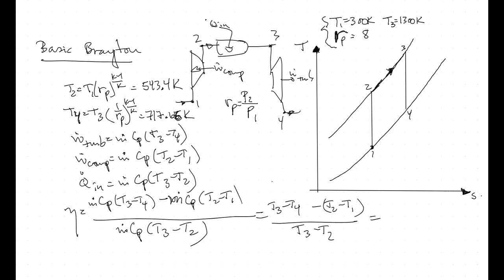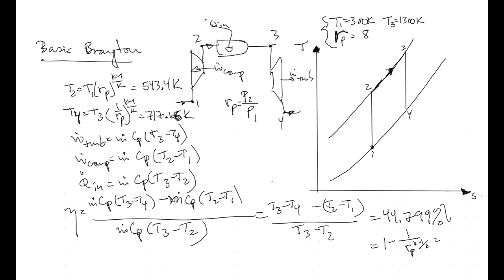If we punch all of these numbers in, T3, 1300 minus 717.65, minus the work to the compressor, so T2 is 543.4 minus 300, the initial temperature, divided by the heat in. So T3 is 1300 minus T2, 543.4. Boom, we get 44.799%. And this should be equal to the formula that we derived in class, which is 1 minus 1 over the pressure ratio to the (k minus 1) over k. So does that work? 8 to the 0.4 over 1.4, 1 over this, 1 minus this, I get 44.7955. The difference is just in the precision of the temperatures.